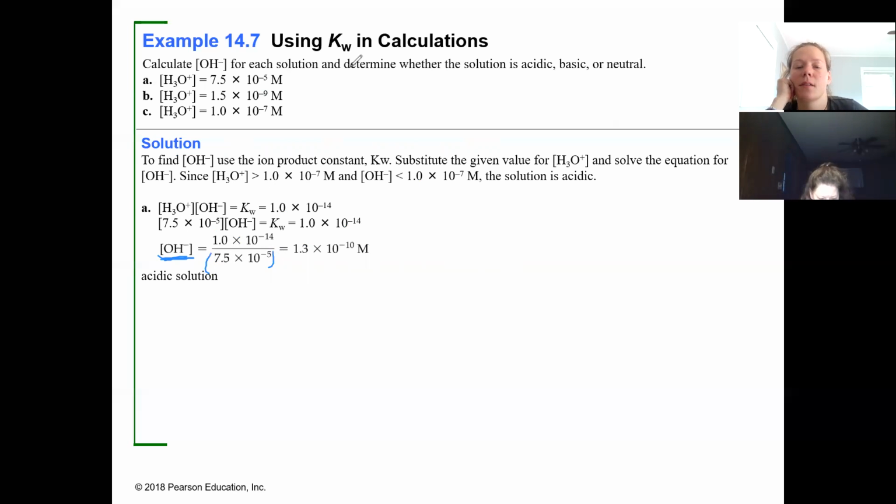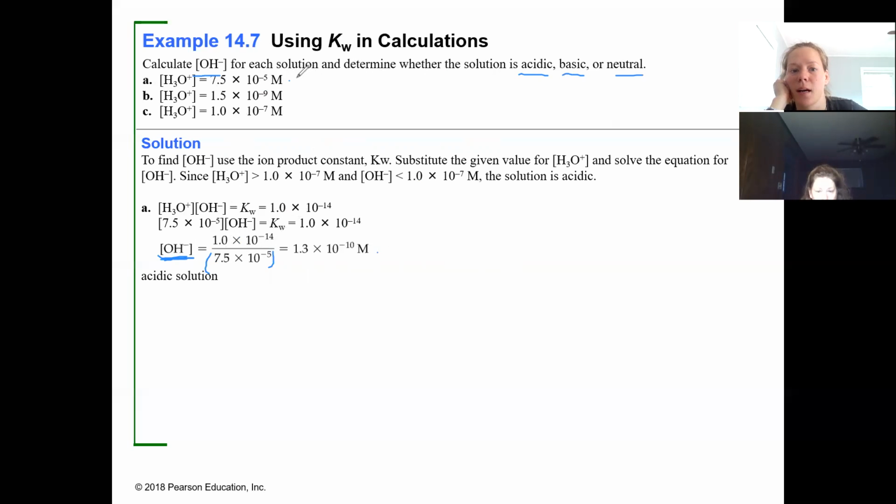So then it says the first part is to calculate the OH concentration. The second part is to determine whether it's acidic, basic, or neutral. So what is the concentration again of the H3O plus here? The concentration of the H3O plus is 7.5 times 10 to the negative 5th. The concentration of the OH is 1.3 times 10 to the negative 10th. Which number is bigger? This number here or this number here?